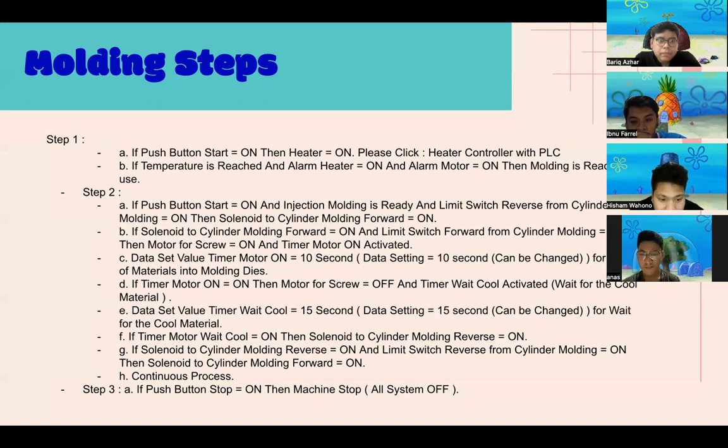If timer motor wait cool is already done, the solenoid to cylinder molding reverse will be on. If solenoid to cylinder molding reverse is on, and the limit switch reverse from the cylinder molding is on, the solenoid to cylinder molding forward will be on. This will keep going in a loop on and on until someone goes to step three and pushes the stop button. Then the machine will be stopped.